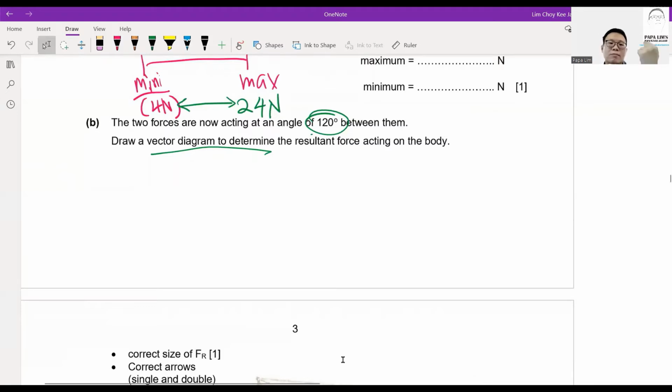The idea is all the same, the common traps and the common presentation. So please go and take a look at the video at chapter 3, vector diagrams, to get yourself familiar with this style of question.